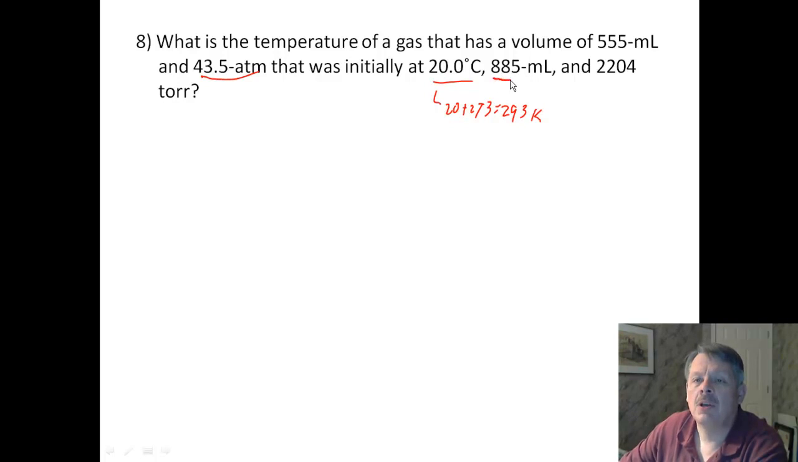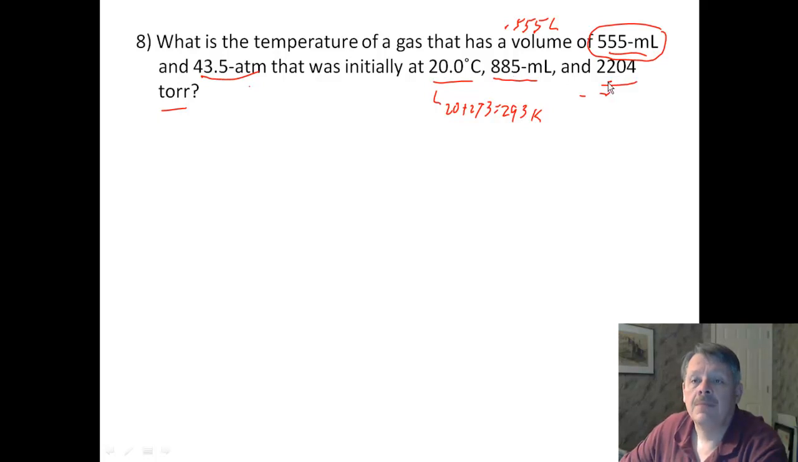And we have a volume here of 885 milliliters and 2204 torr. All right, well, that means we're going to have to do a little bit of conversion here because we've got this in atmospheres and we've got this in torr. And by the way, on the sheet you have, I believe that's listed as 0.555 liters. Sorry, so 0.555 liters is going to be 555 milliliters. That's my bad, I copied it wrong.